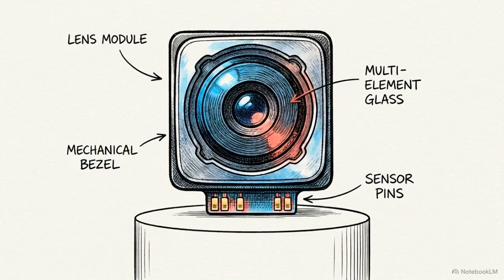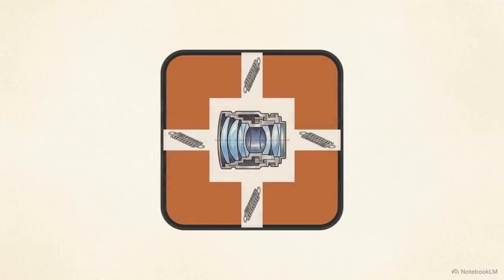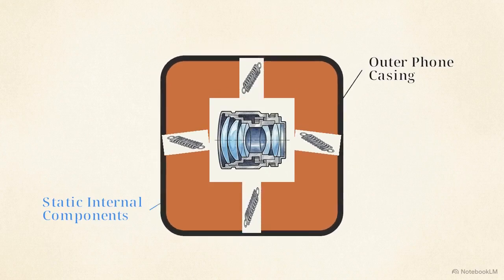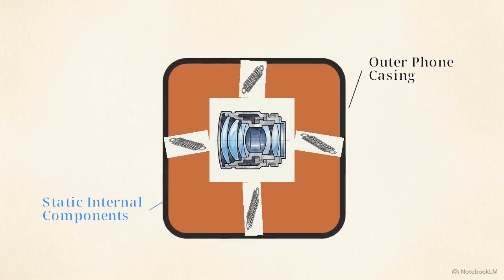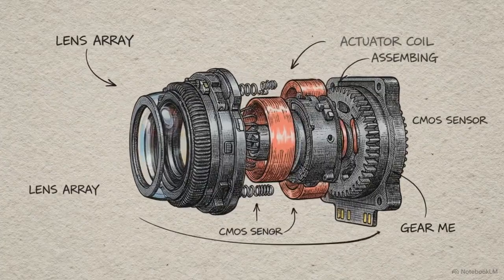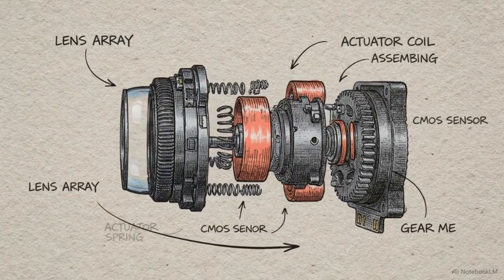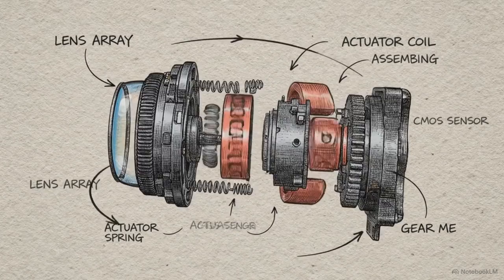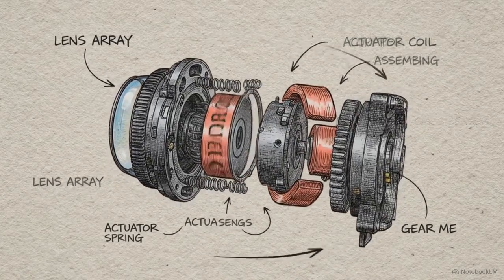The objective of OIS is straightforward but difficult to execute. Suspend the internal camera components and hold them perfectly still, even as the outer casing of the phone shakes around them. Code wasn't going to cut it. To solve a physics problem, the smartphone had to house a precision-engineered mechanical machine.